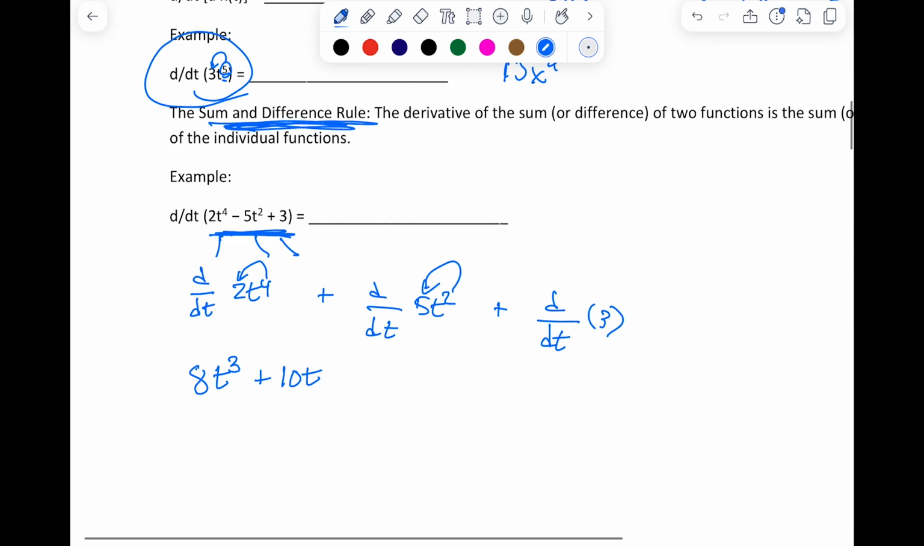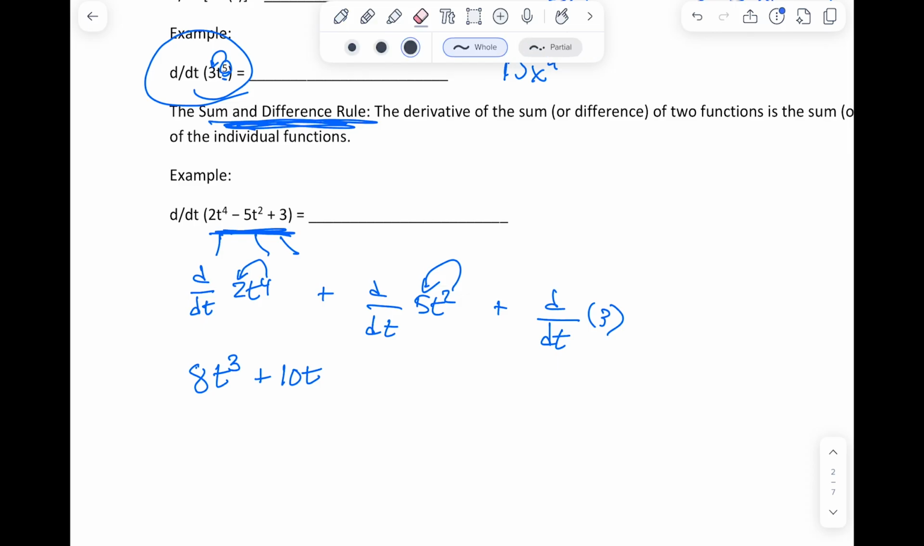This is the summative rule, or the sum and difference rule. Actually, I have a sign error I'm seeing here. This would be minus, because this is a negative. So this is a negative. And then this is a plus 3.